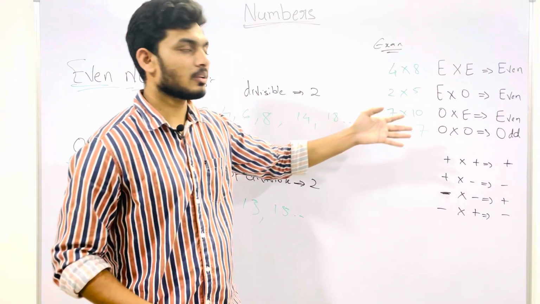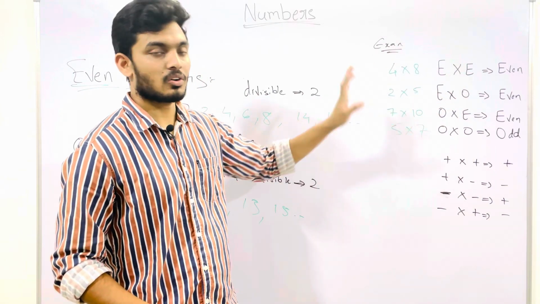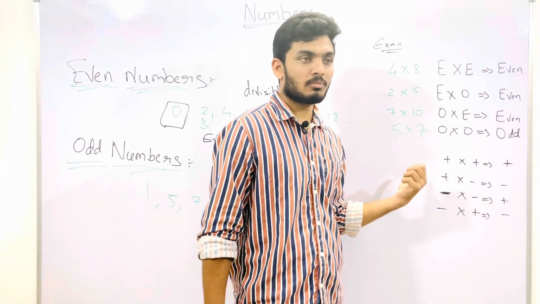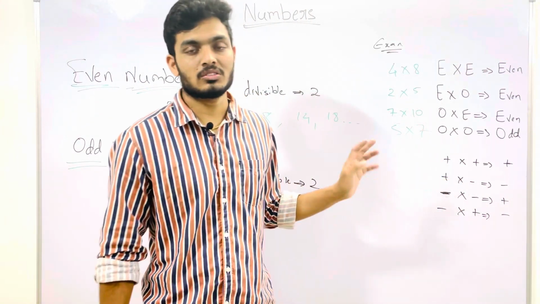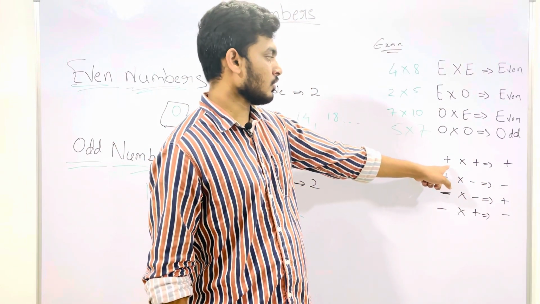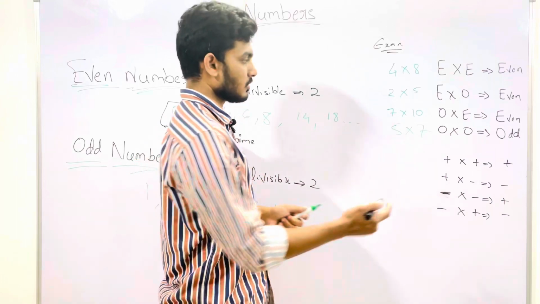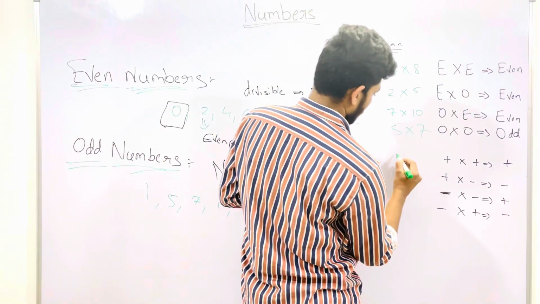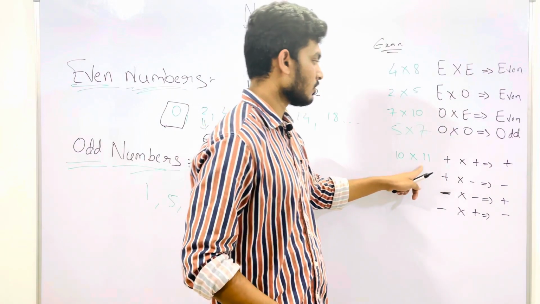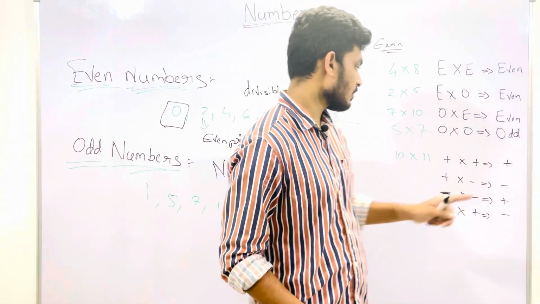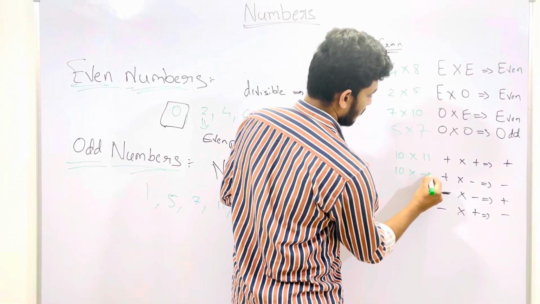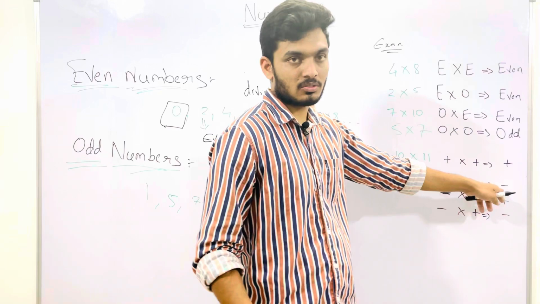Similarly, how we multiply two numbers and the product will be even or odd, if we have two positive numbers, two negative numbers, or one positive and one negative, the product will take the respective sign. Suppose we multiply two positive numbers, that will be a positive number, like 10 into 11, which is 110. If we take a positive number and a negative number, like 10 into minus 1, this will be minus 10.